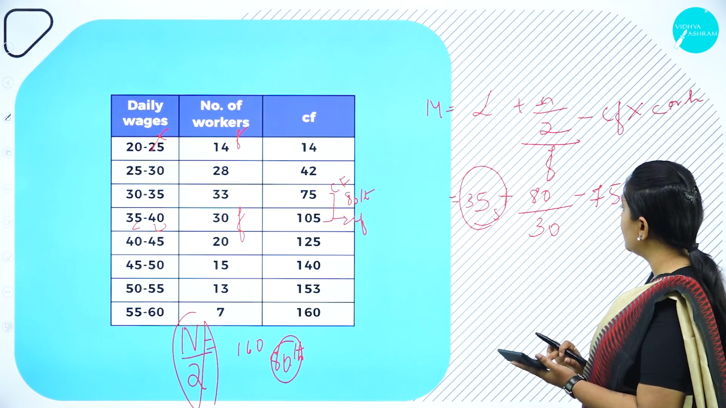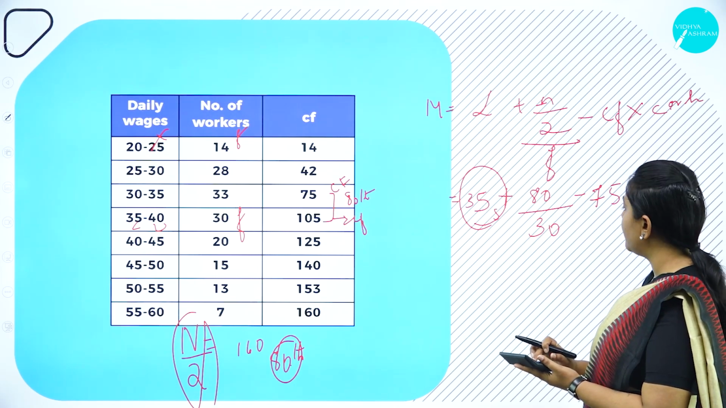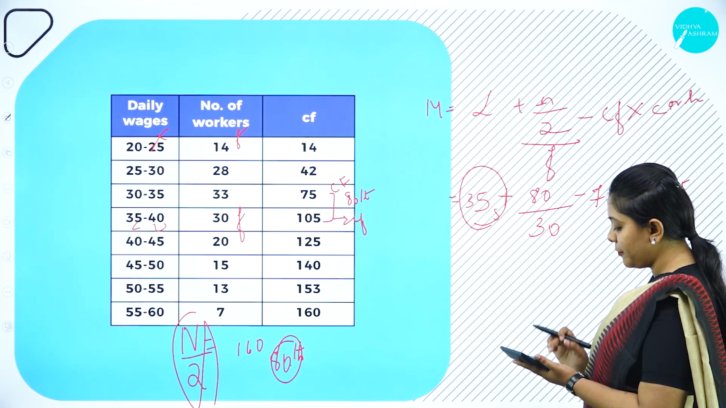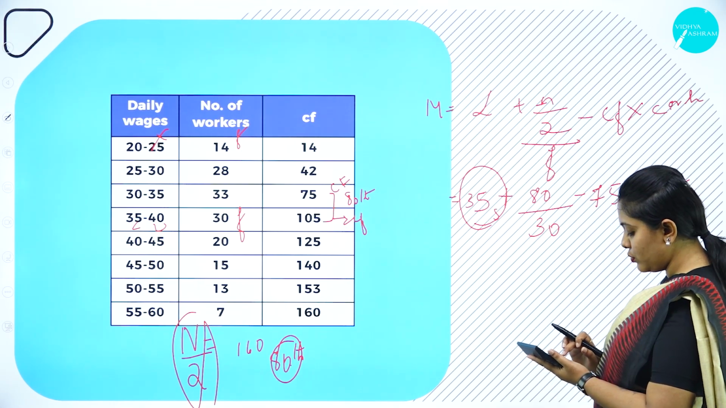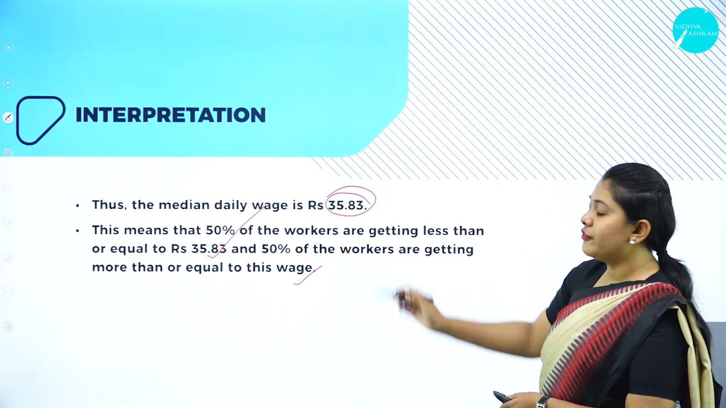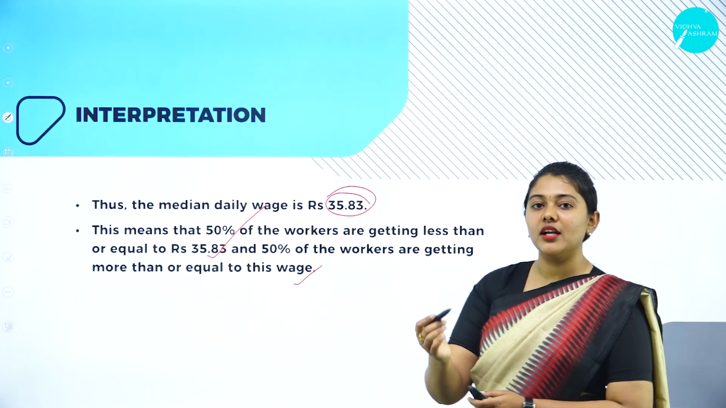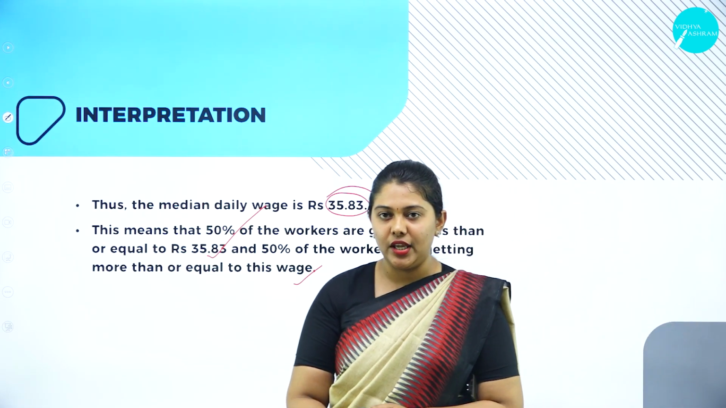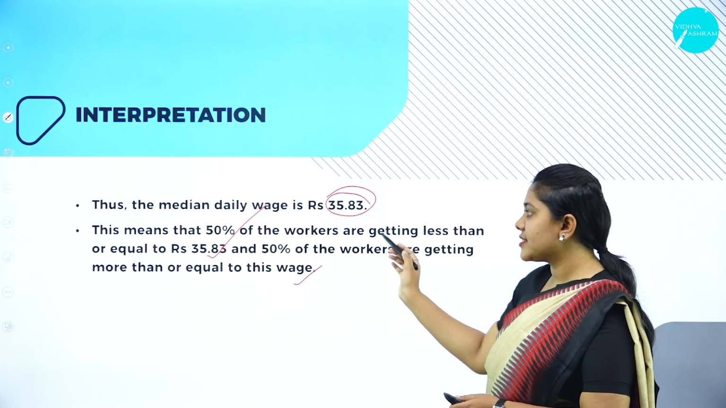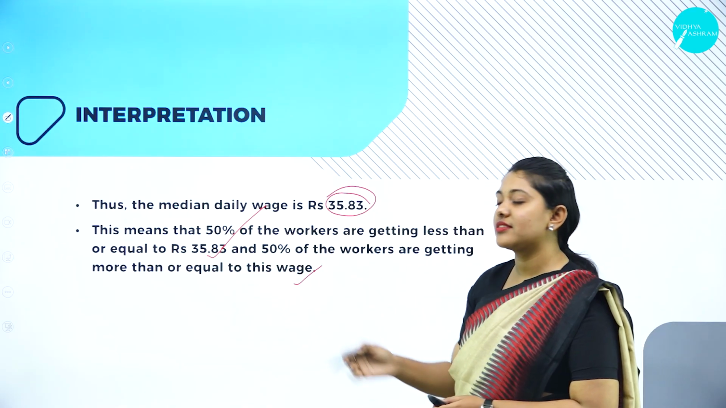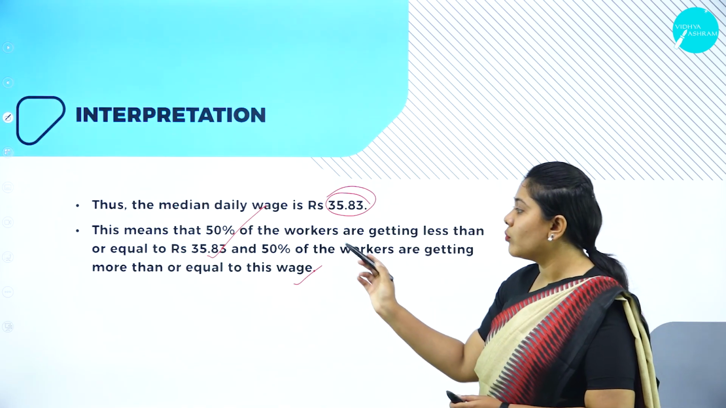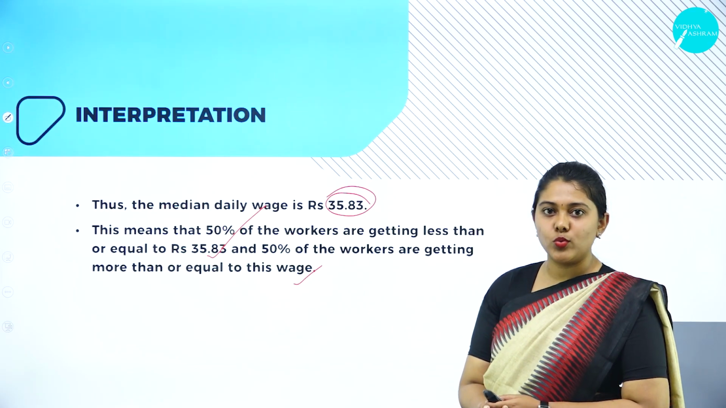35 plus 80 minus 75 divided by 30 into 5. So the answer you will get is 35.83 for the median. This means that 50% of the workers are getting less than or equal to rupees 35.83, and 50% of the workers are getting more than or equal to this wage.